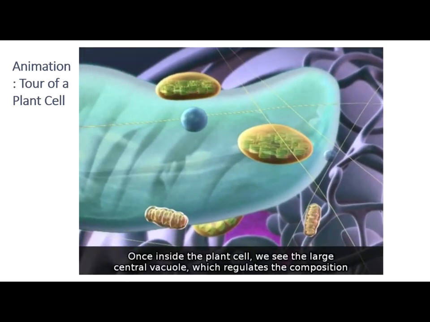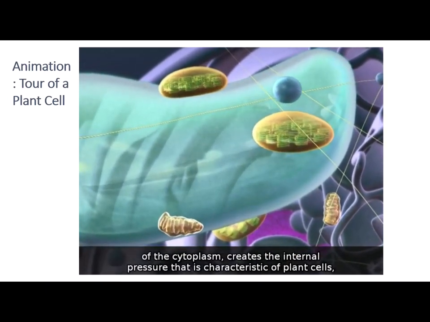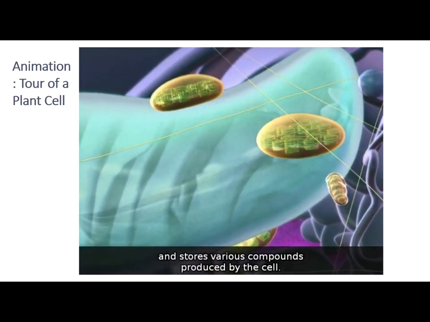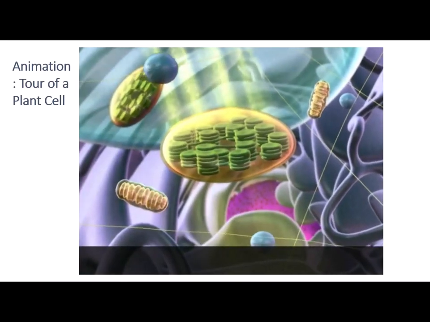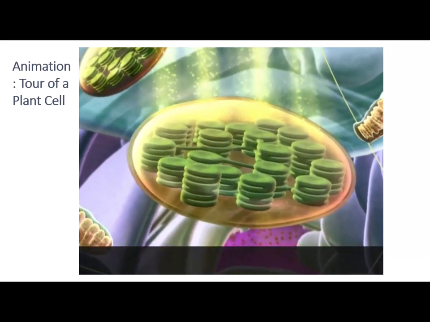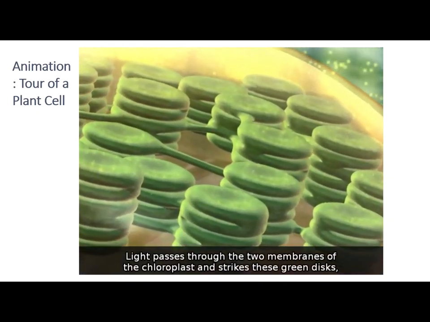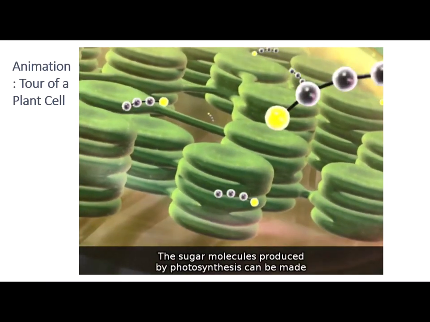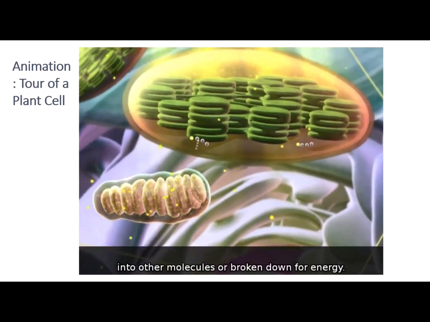Once inside the plant cell, we see the large central vacuole, which regulates the composition of the cytoplasm, creates the internal pressure that is characteristic of plant cells, and stores various compounds produced by the cell. Plants make their own food by photosynthesis in chloroplasts. Light passes through the two membranes of the chloroplast and strikes these green discs, where light energy is converted to chemical energy. The sugar molecules produced by photosynthesis can be made into other molecules or broken down for energy.